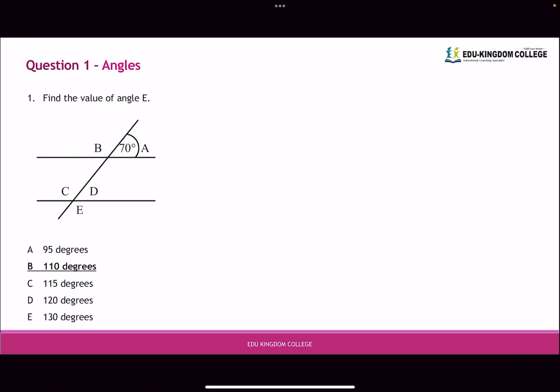Now let's get started. Find the value of angle E. So A is equal to D, so this is going to be 70 degrees as well. Now angles on a straight line equal 180. So this plus 70 should be 180, which means that E has to be 110 degrees.